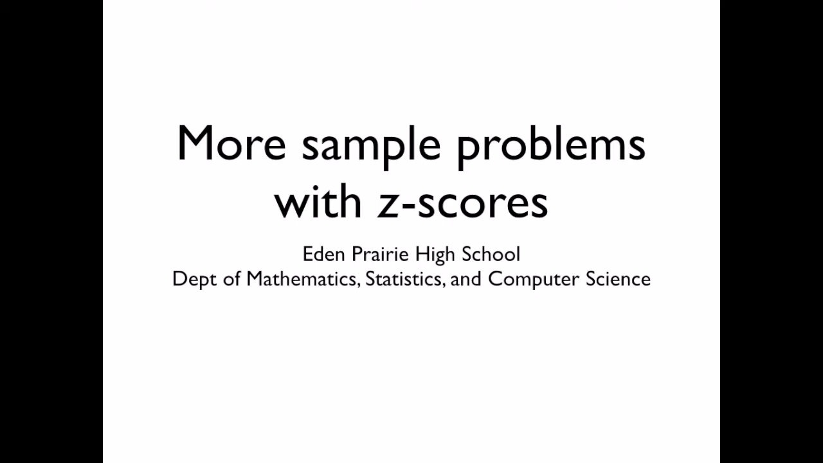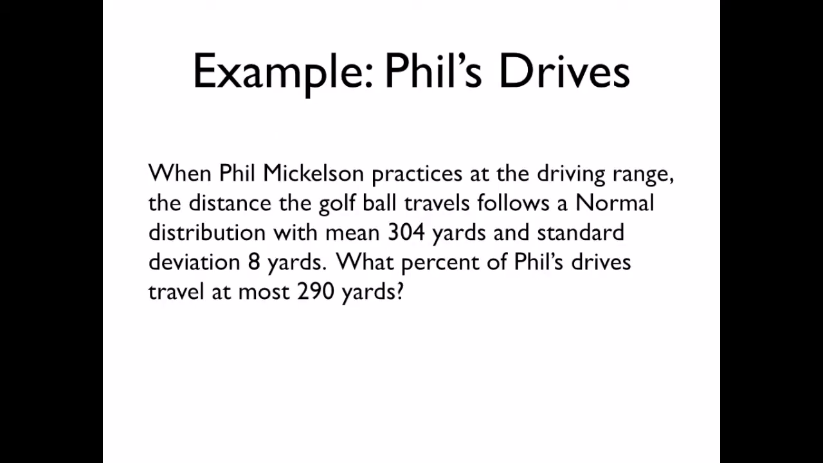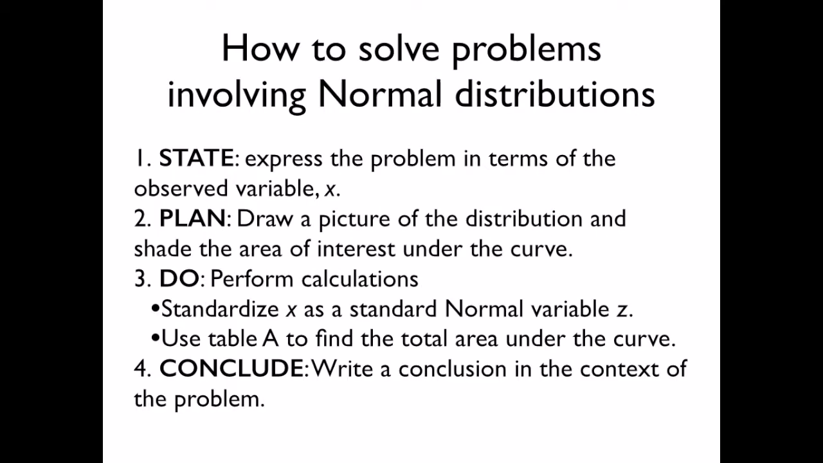So this video will show you how to complete those z-score problems using your calculator. With the first example, we were asked for the percent of drives that travel at most 290 yards. Now the steps involved with solving this problem are the same. You'll still state the problem in terms of a variable. You'll still draw a picture of the distribution and shade the area. And then in step 3, that's where the difference occurs.